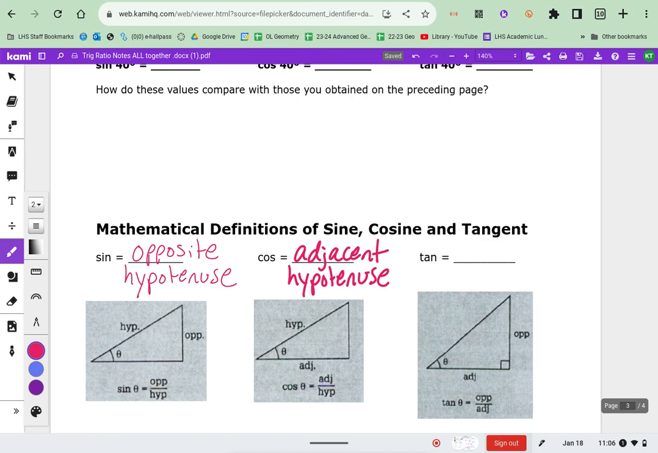And then the last one is tangent, abbreviated TAN. So tangent is always the opposite side length divided by the adjacent side.